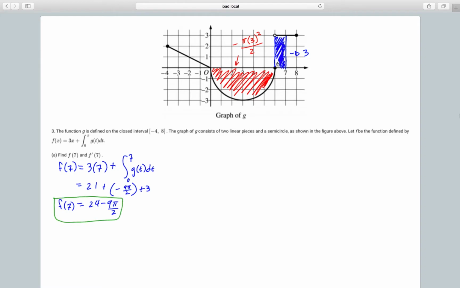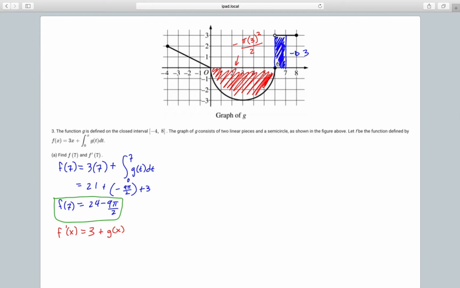All right, so f prime of 7, so first let's find f prime of x. So f prime of x, taking the derivative of that is going to leave me with 3 plus g of x, and that's by the fundamental theorem of calculus part 1, which tells us that if we try and differentiate an accumulation function where the lower limit is a constant and the upper limit is x, we just end up with g of x.